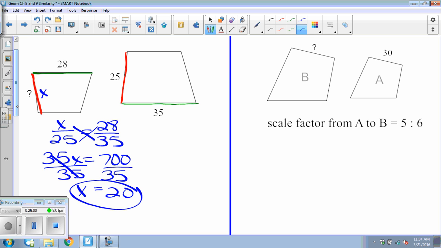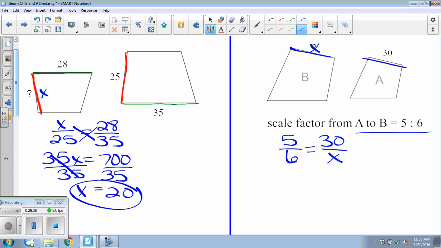Now, the second one, we need to figure out this. So we'll call that x. Okay? Well, we can see x corresponds with 30. The figures are drawn the same next to each other. But your scale factor from A to B is 5 over 6. So that's A over B, right? So when you set it equal to corresponding parts, it has to be a corresponding part of A over the corresponding part of B, because that's how you have this set up. And so it'll be 30 over x.